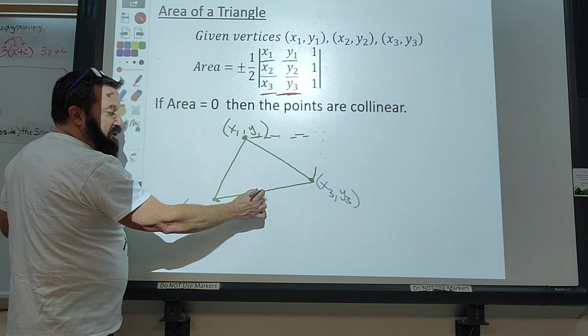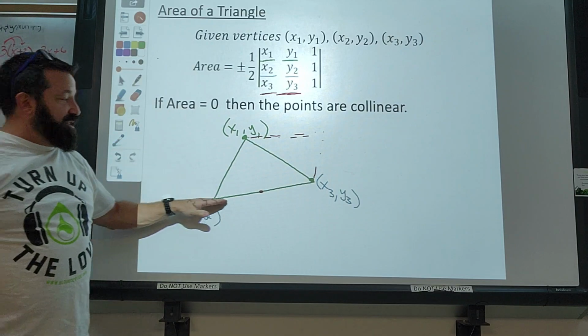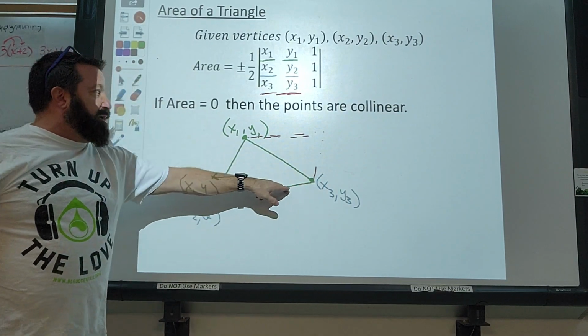If it gets all the way down to here where it's on this line, what would happen to the area of your triangle? Because it keeps getting smaller. It's approaching 0, right? So that's called collinear. These 3 points would be collinear.